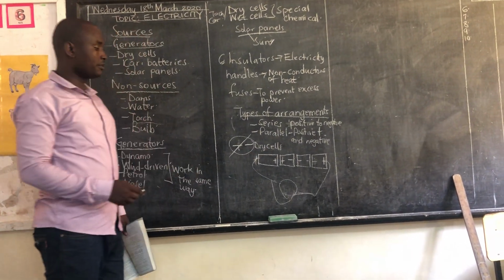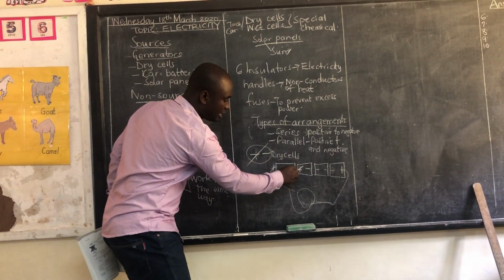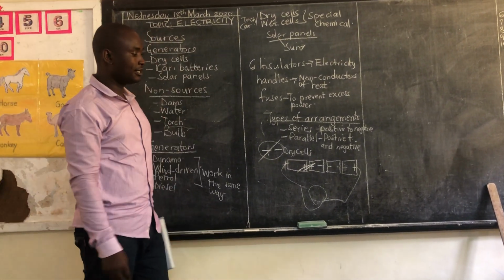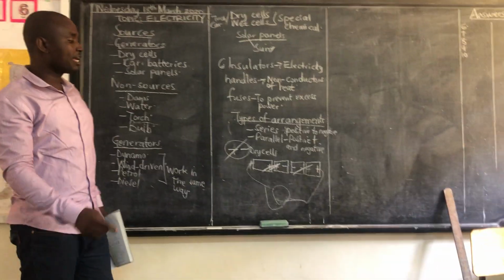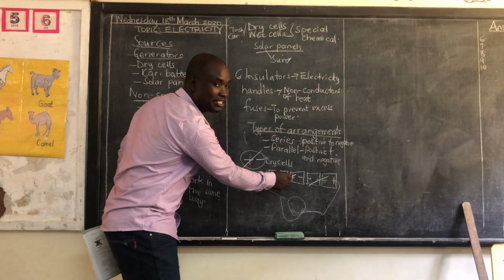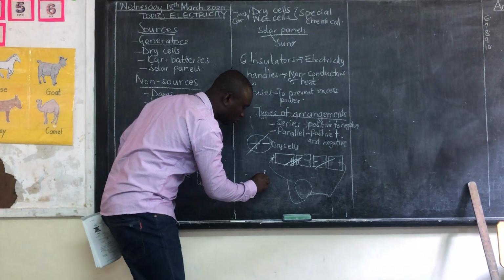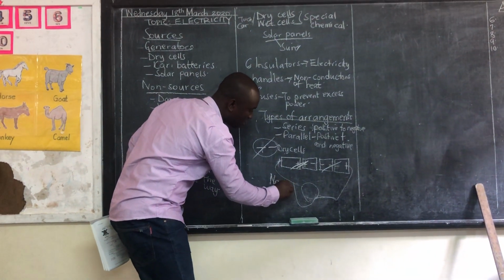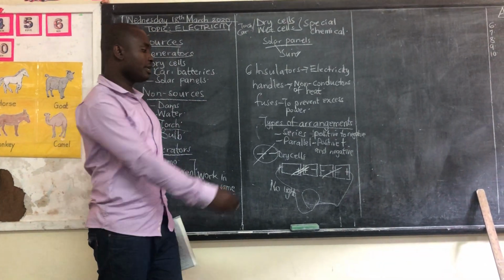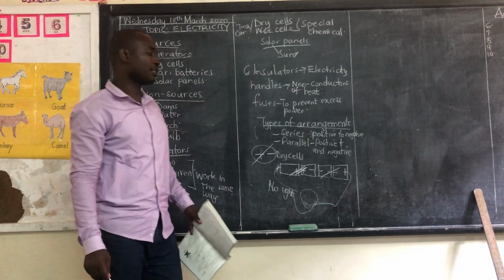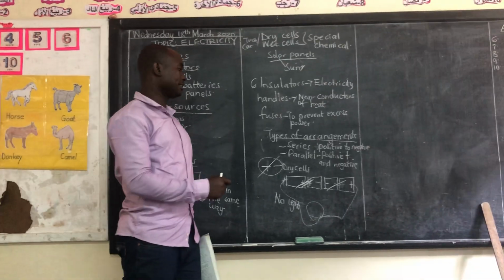This one will not light because of one reason. This positive and positive will cancel. Negative and negative will cancel each other. And for that reason, we don't have any dry cell working here. So the bulb does not light. Positive and positive cancel each other. The negative and negative cancel each other. So that arrangement, we say, the bulb will not light.